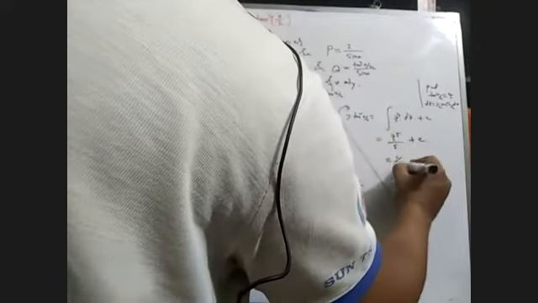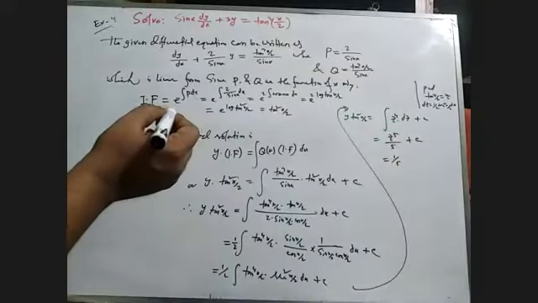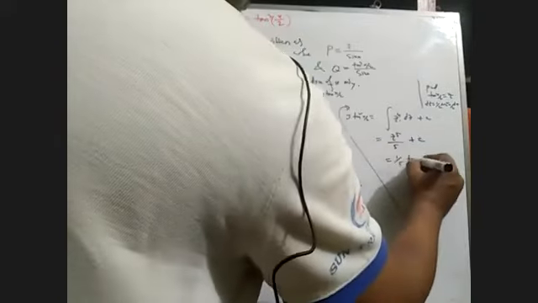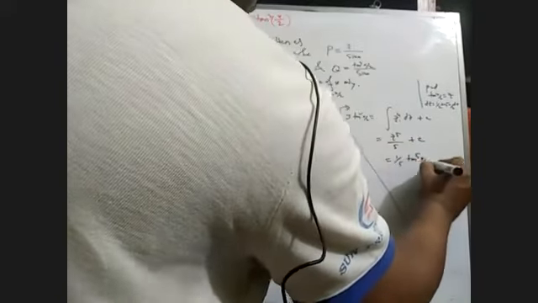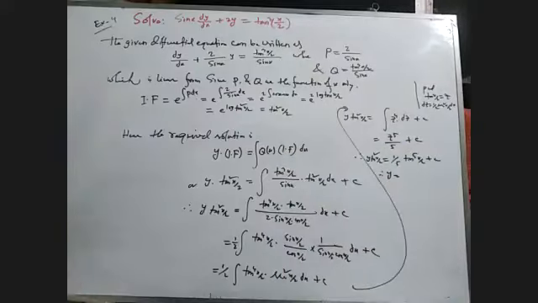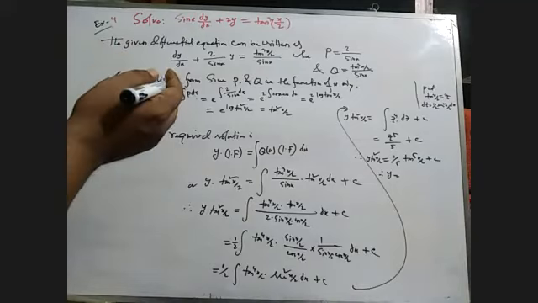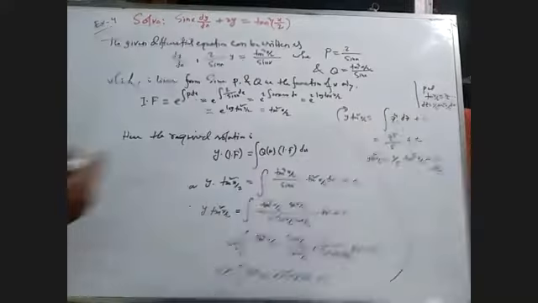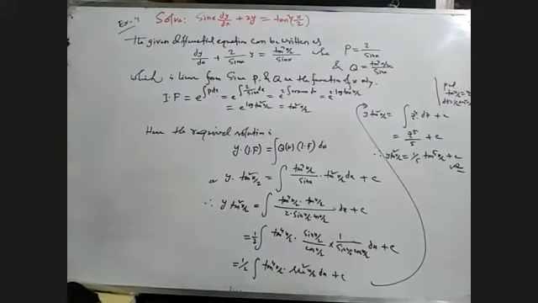So 1 by 5, z to the power 5 means tan to the power 5 x by 2 plus c. Therefore, this is y tan square x by 2 equals this. So y equals what? Just dividing by tan square x by 2 on both sides. This will be the result of this given differential equation. Very easy for you.